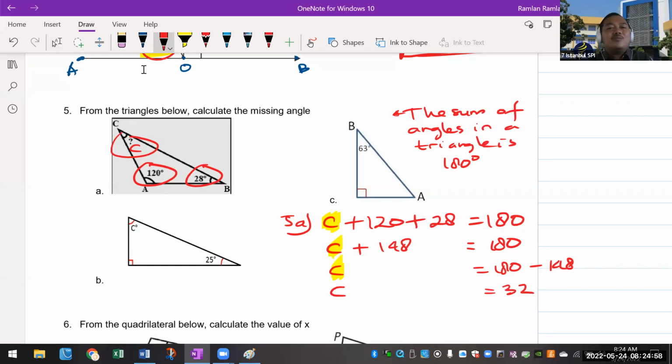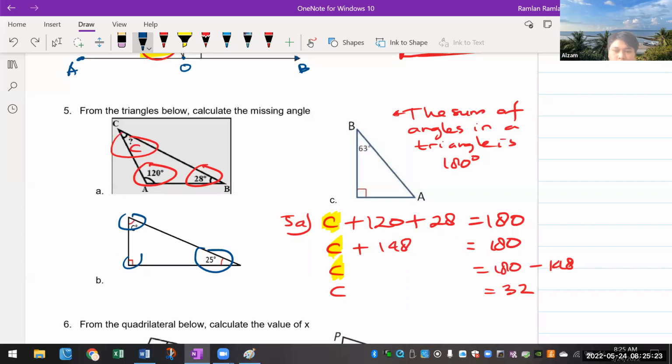So the same concept applies to question B and question C. But for question B and question C, we have only one angle here, but actually we have two, right? We have the 25 in here, we have the C in here, but this one is 90 degrees, yeah, because we have this symbol here, right? So you can tell this is 90 degrees. So for this question, you use the same exact concept.